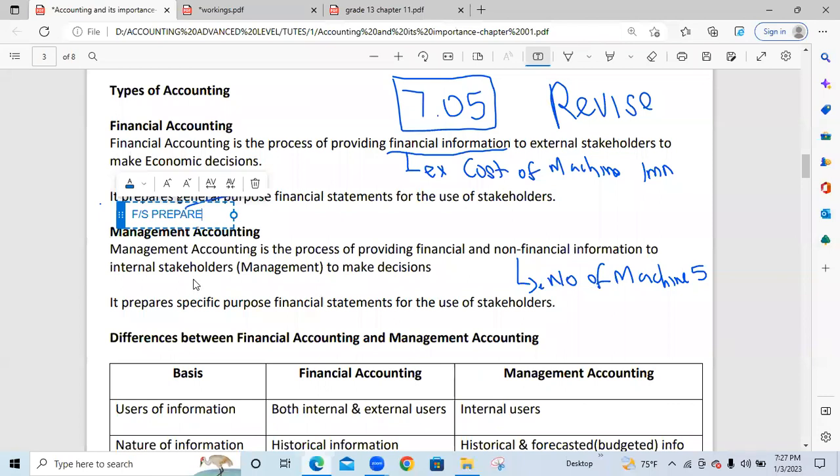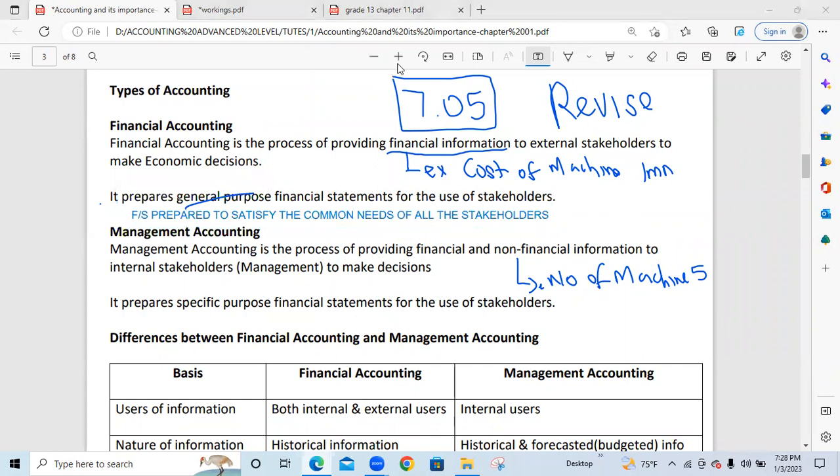You can't satisfy like this. Now let's say out of all my students, one student only prefers one way of teaching, while the others prefer the second way of teaching. I can't teach the first way just because only one person prefers it. I should see the common needs of everyone in an average way. So: financial statements prepared to satisfy the common needs of all the stakeholders. Write it down. That is what general purpose means. So you will see the common needs of all your stakeholders and prepare a financial statement.